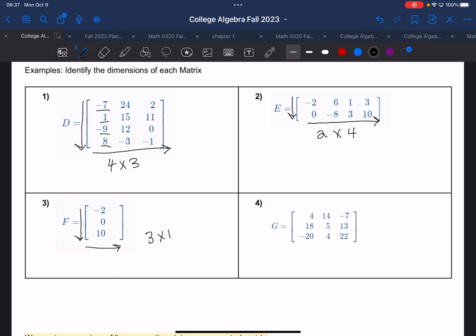And then the last example, what is the dimensions of 4? 3 by 3. Looking at rows and columns, we see that this is a 3 by 3 matrix. And since our columns and rows match in this matrix, this is called a square matrix. Just think, if we looked at the dimensions of a square, all the sides would be the same. So just like this matrix here.